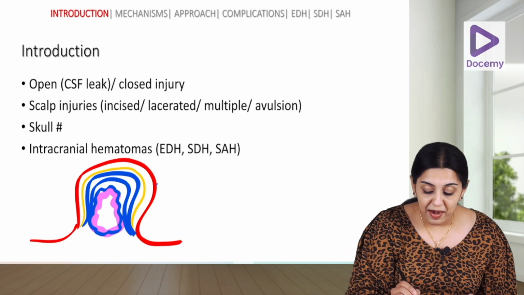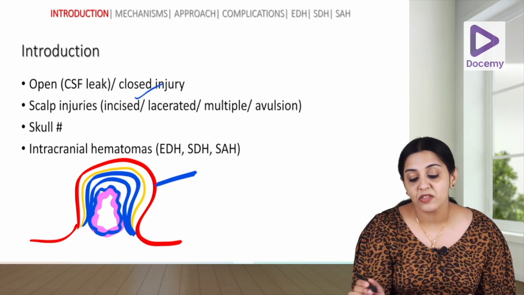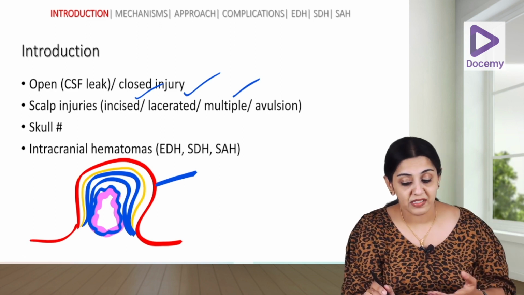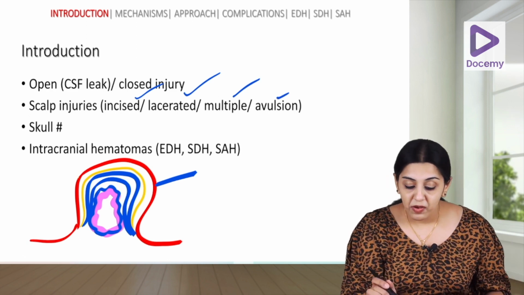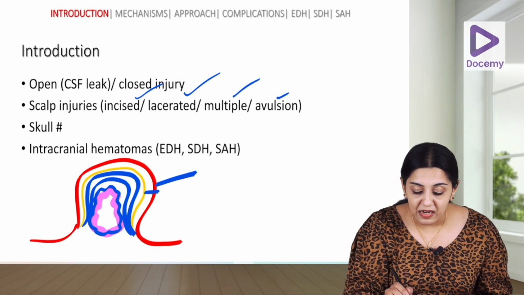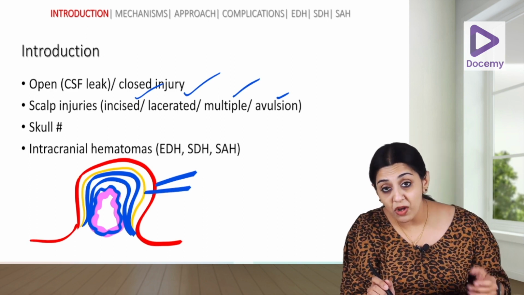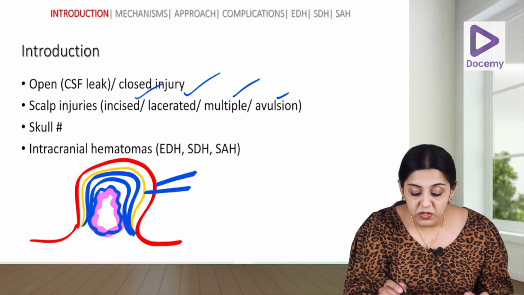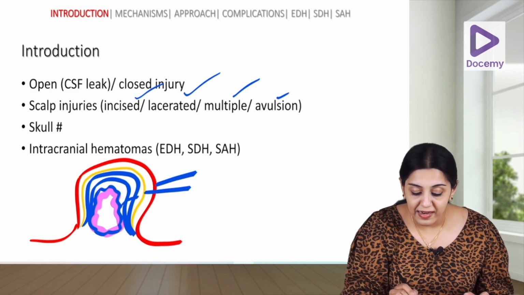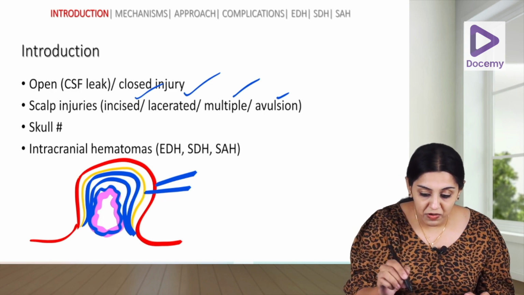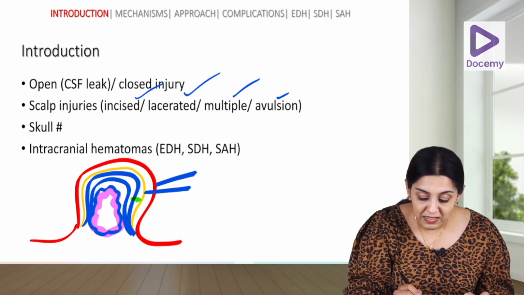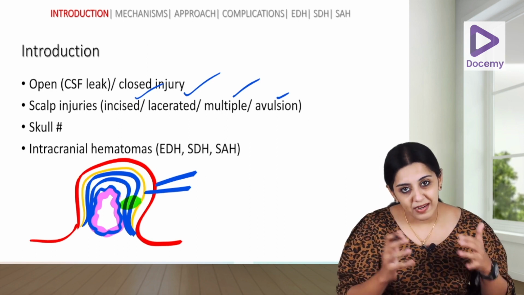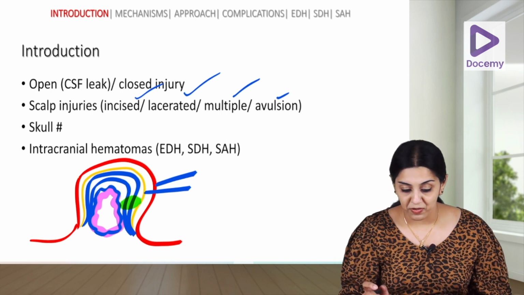For example, there can be scalp injuries like incised wounds, lacerations of the scalp, multiple scalp injuries, as well as avulsion of the scalp. Underneath that you have the skull. Skull fractures can also occur in association with head injury. Also, you can have intracranial hematomas. Intracranial hematomas are any hematomas underneath the skull. Cranium is the skull, so underneath that are the intracranial hematomas.